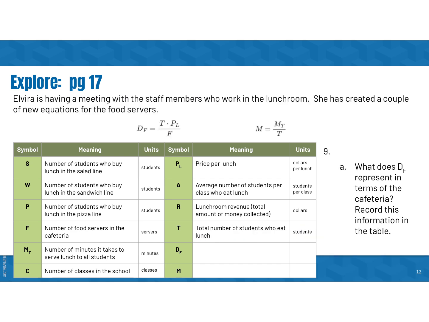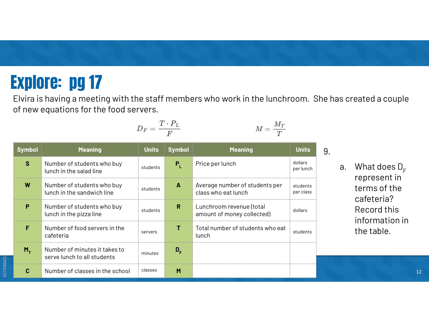All right, so we're still looking at page number 17. Elvira is having a meeting with the staff members who work in the lunchroom. She created a couple of new equations for the food servers. So we have d sub f equals t times p of l divided by f, and then we have m equals p of t divided by t. So we're trying to figure out what d of f actually equals. Look at what we know, what we see, and then see what it actually represents. Go ahead and do that, and then come back to me.